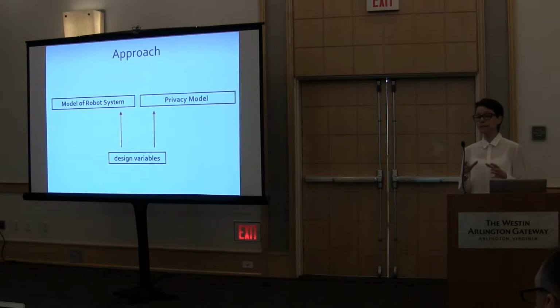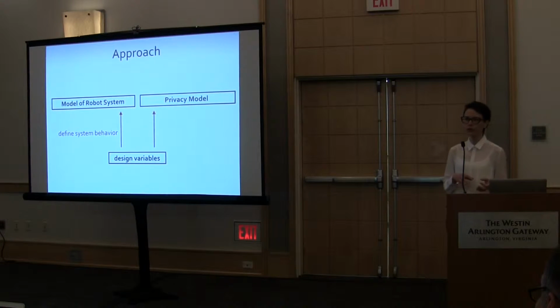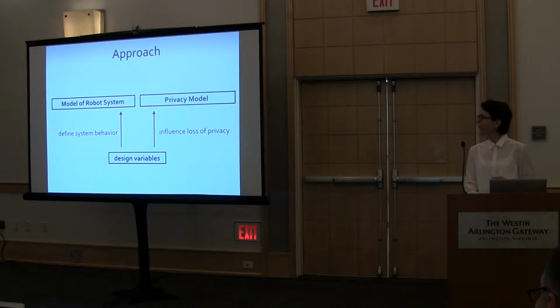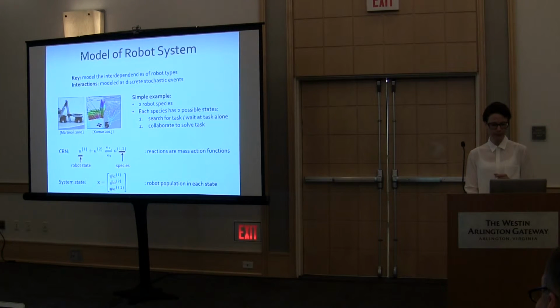Our approach mainly consists of 2 main elements. On the one hand, we have a model of the robot system, and we design a couple of design variables or parameters that allow us to define the system behavior of our robot team. And on the other hand, we have a model of privacy. The key point here is that the same parameters that allow us to define the behavior of a robot swarm are going to be the ones that influence the loss of privacy. So let me explain a little bit how these 2 elements are interacting.